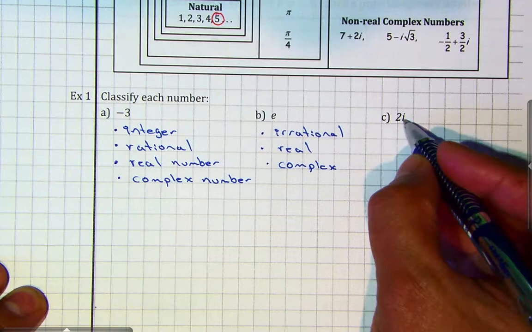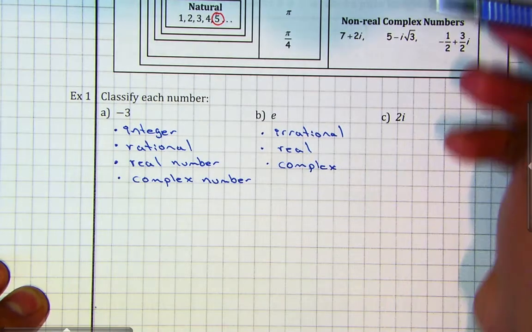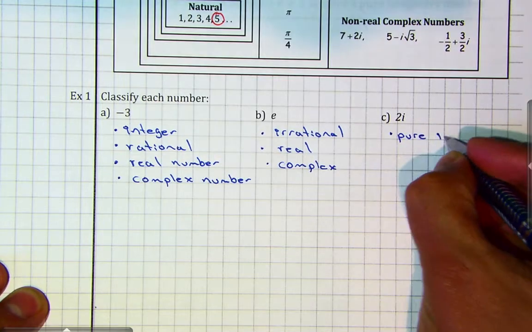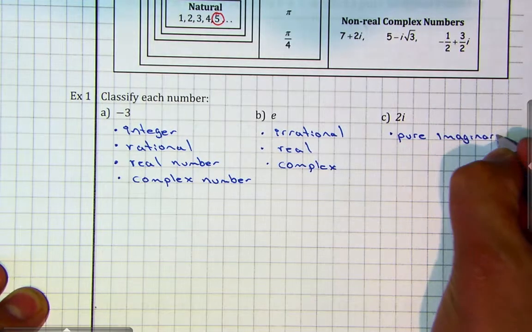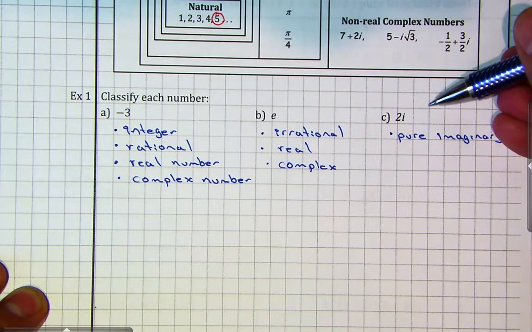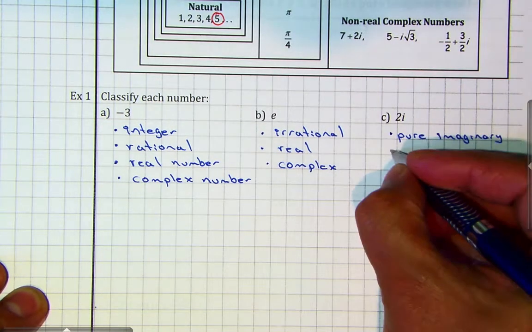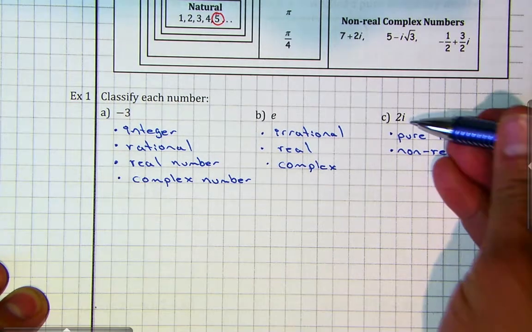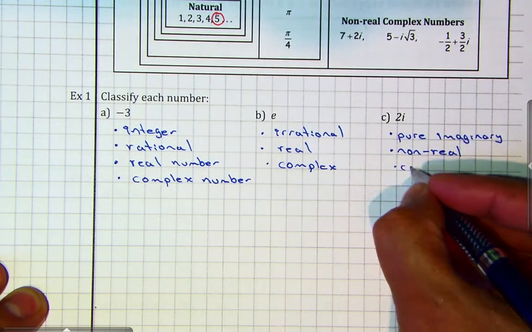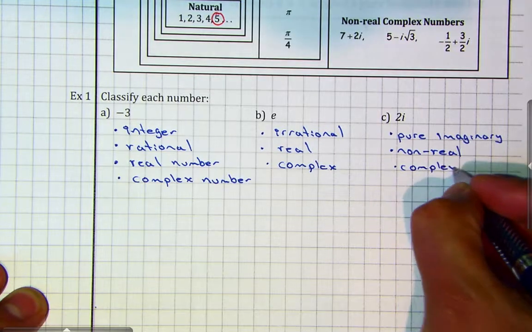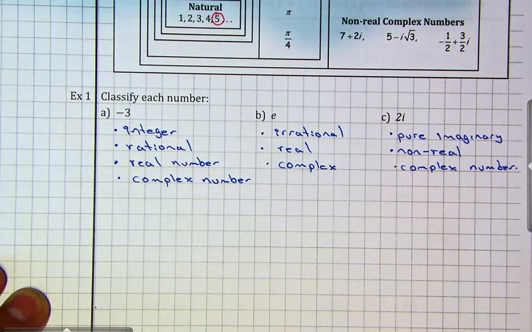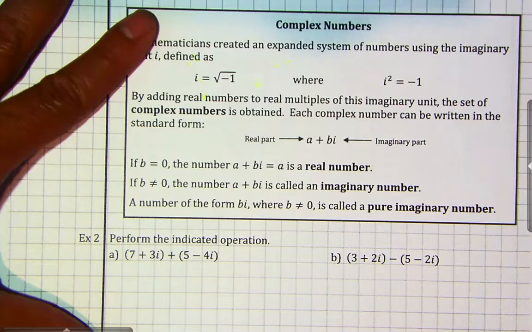How about 2i? 2i is a pure imaginary number. 2i will also be a non-real number. And 2i will also be a complex number. So let's talk about complex numbers.